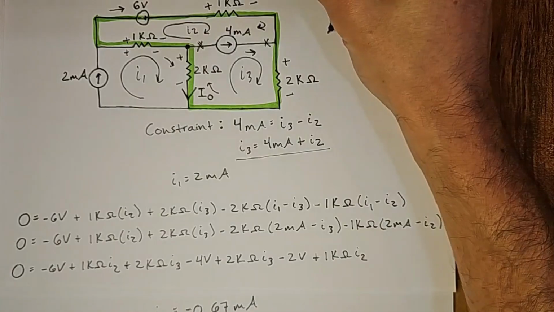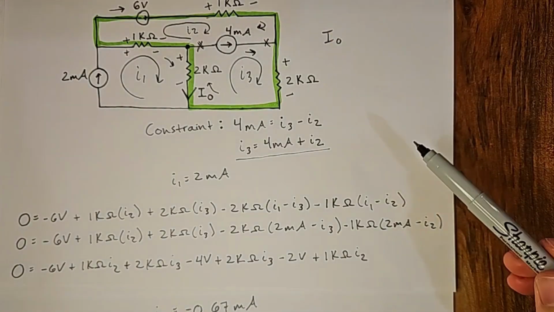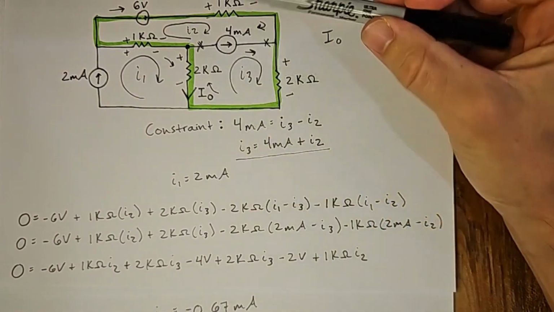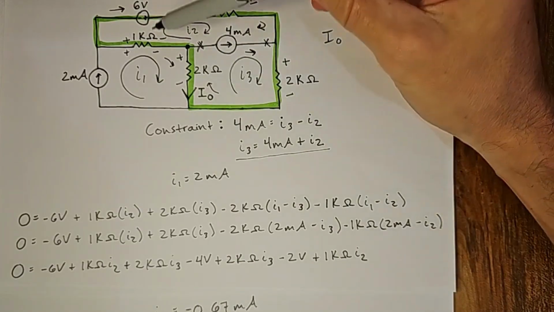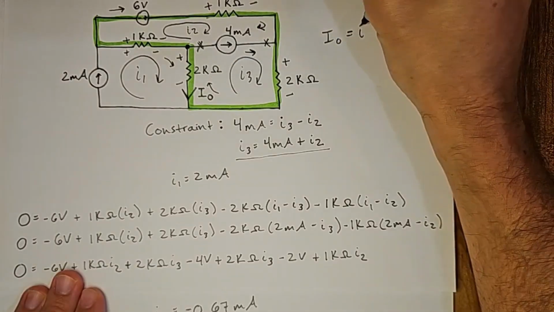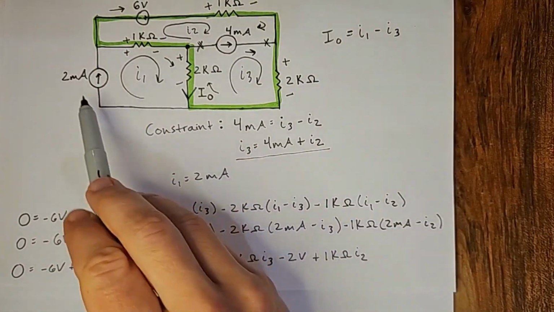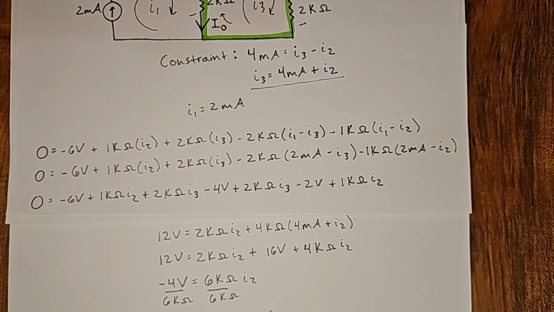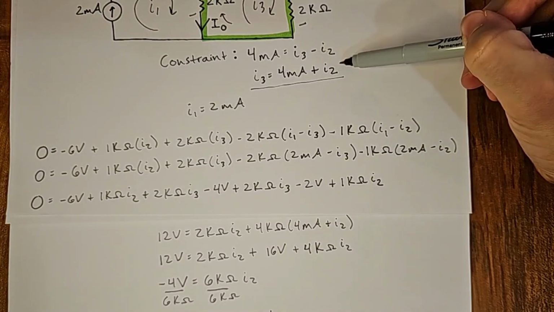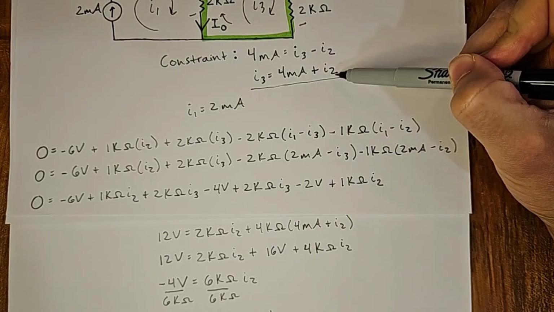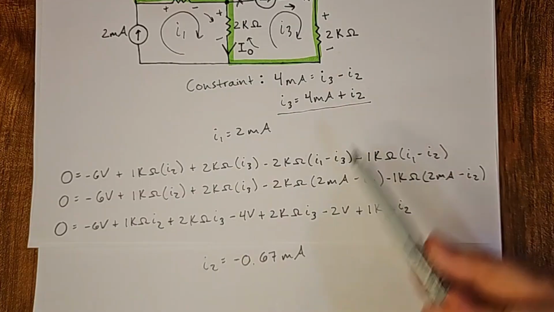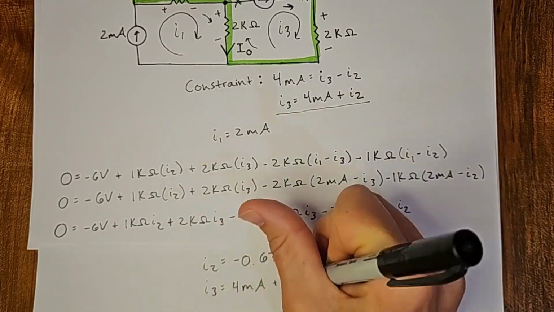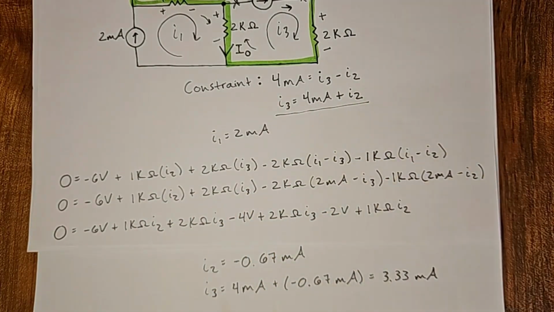So what is I0? What does I0 equal? I0 is going to be I1 coming down, I3 going up. So it's going to be I1 minus I3. We already know what I1 is. It's 2 milliamps. So now that we have I2 equals negative 0.67 milliamps, let's look here at I3 equals 4 milliamps plus I2. So now we know I3 is 4 milliamps plus negative 0.67. And now we have I3 equals 3.33 milliamps.